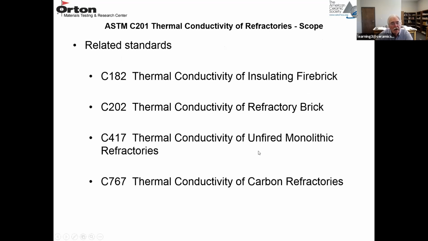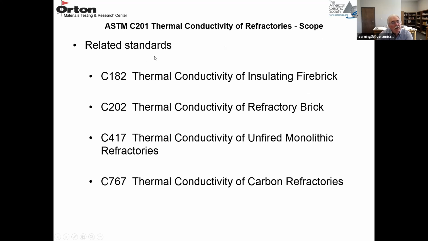So there's two ways commonly used to measure thermal conductivity of refractories. One is a water calorimeter, and one is what's known as a hot wire. So I'll go over both of these.